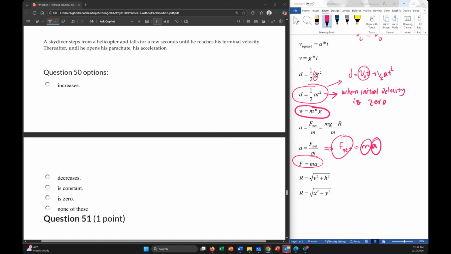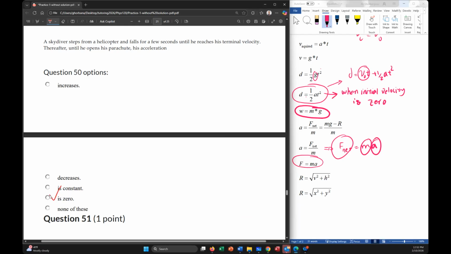You just move up a little, and then come back. You have seen these parachute people. So what happens? Until he opens his parachute, the acceleration is zero. They're saying that the terminal velocity.